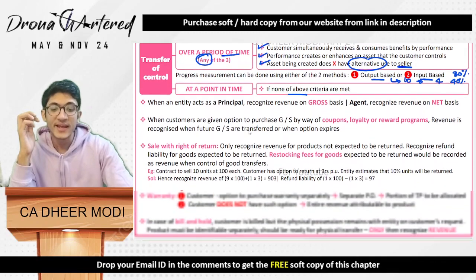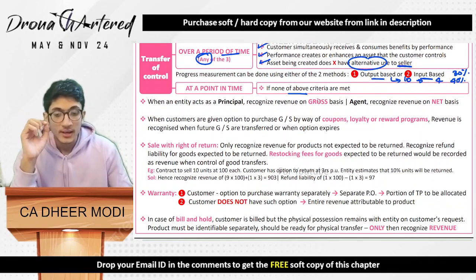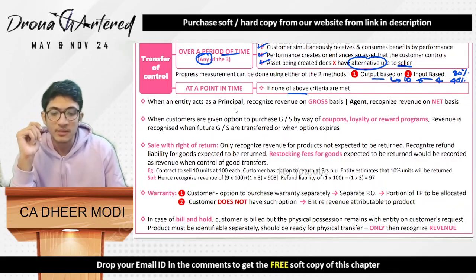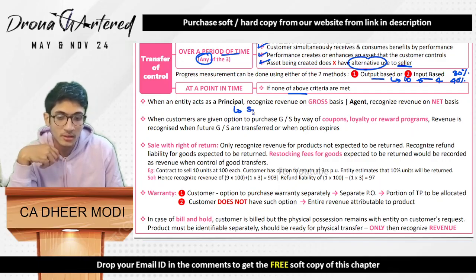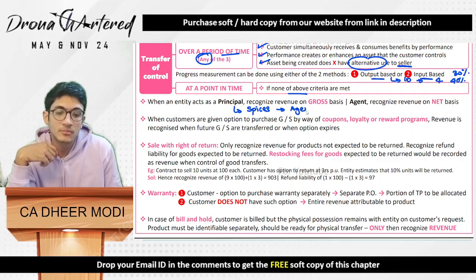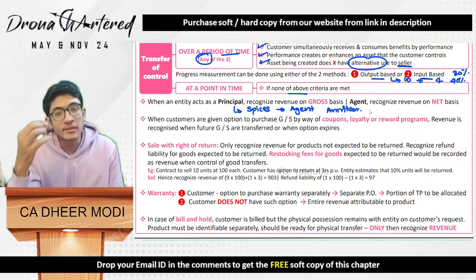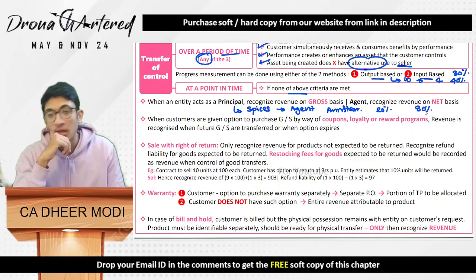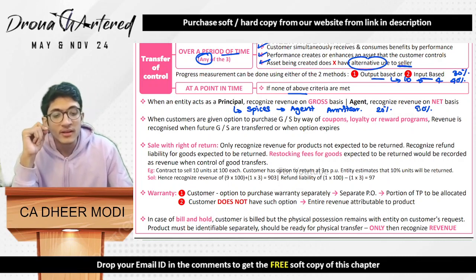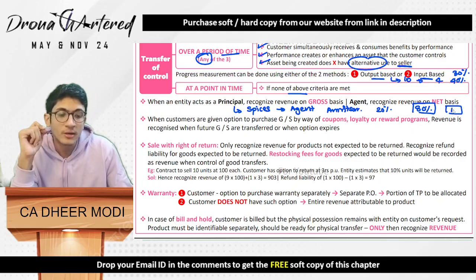Next, when an entity acts as a principal, recognize revenue on a gross basis. Say for example, I am running a business of spices, and I have an agent in Amritsar who sells these on my behalf. He takes a 20% margin and gives me only 80% of the amount. So in such a case, do I recognize my revenue? Is my revenue 80% or is my revenue the full 100%? That is what the question is.